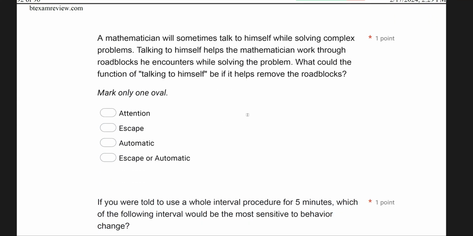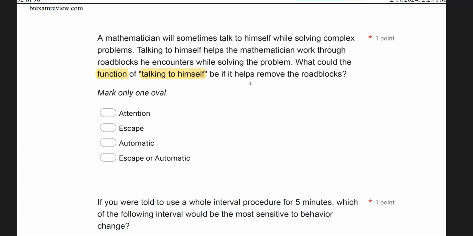A mathematician will sometimes talk to himself while solving complex problems. Talking to himself helps the mathematician work through roadblocks he encounters while solving the problem. What could the function of talking to himself be if it helps remove the roadblocks? All right, let's think about this. Very specifically, we're looking at the talking to himself, and we're trying to identify the function or the reason it's occurring. Now, it's helping remove the roadblocks.